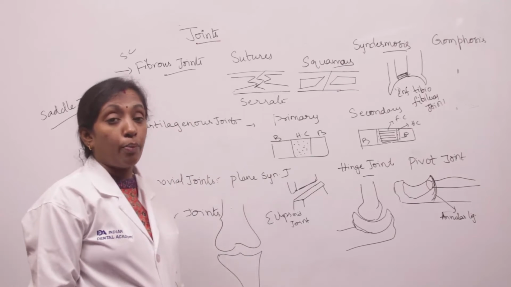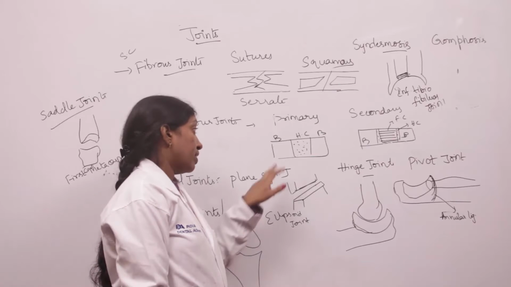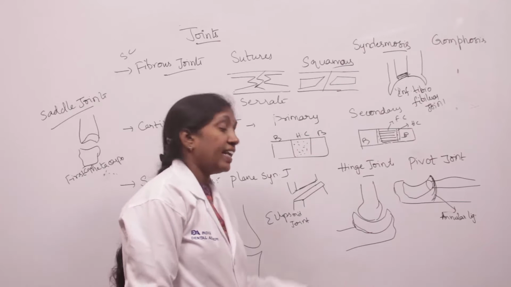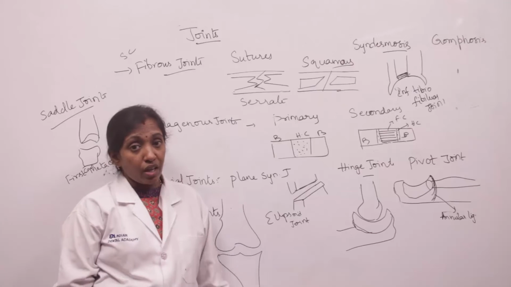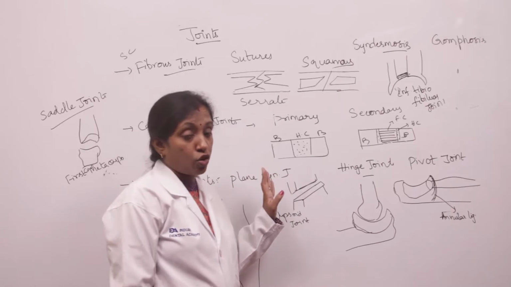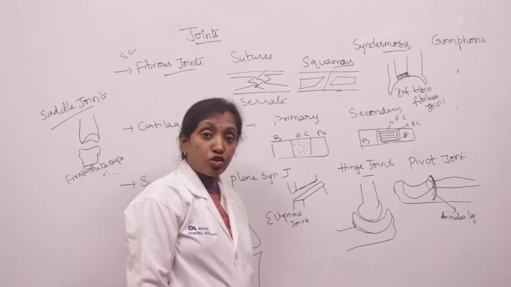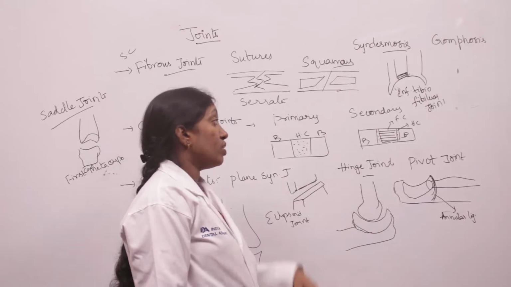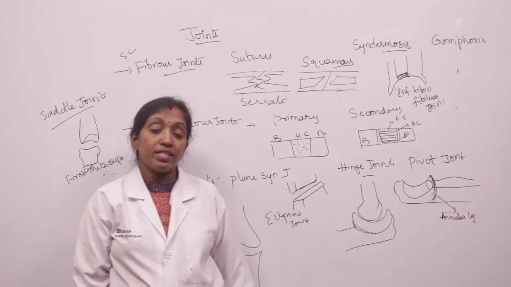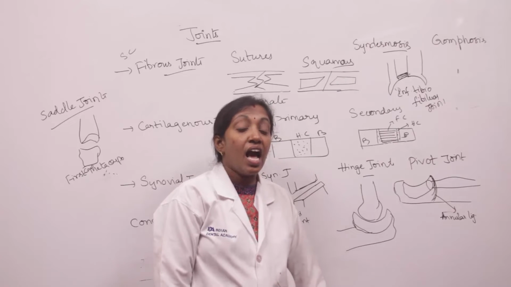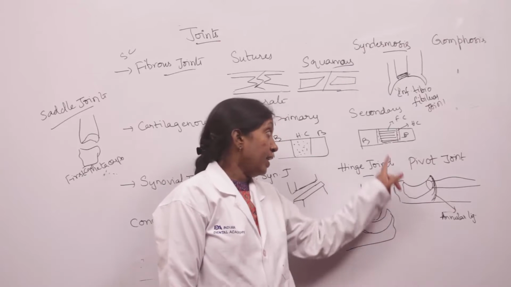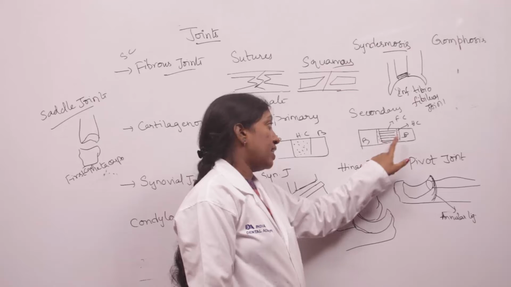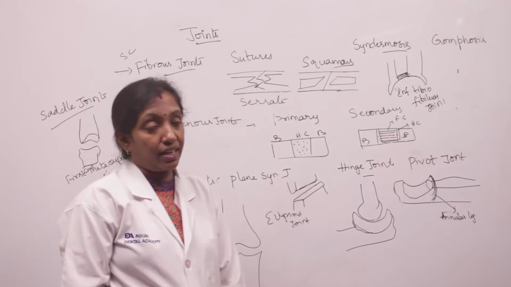We have discussed this during the development of bone. In primary cartilaginous joints, the two bones get united by a plate of hyaline cartilage. The costochondral joint is also an example of a primary cartilaginous joint, along with the joint between the epiphysis and diaphysis of the bone. Coming to the secondary cartilaginous joint, the bones are covered by hyaline cartilage, and the articular disc is united by fibrous cartilage. Here is the fibrous cartilage, and the joint is covered by hyaline cartilage.